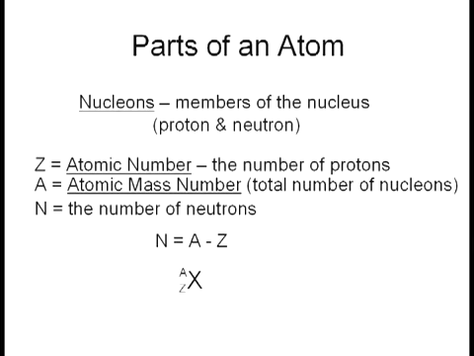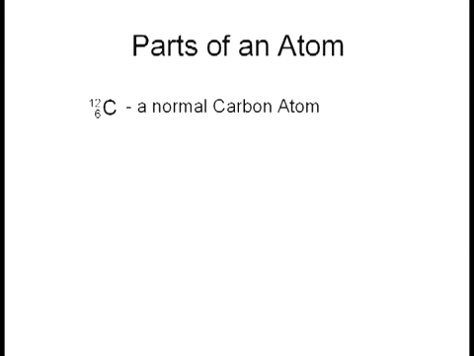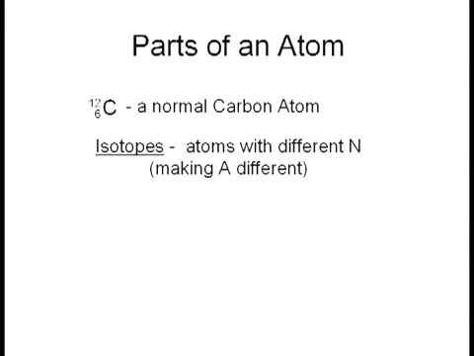This is a template for our atom here. X would be the atom symbol, and then it's A over Z. For a common carbon atom, carbon 12 looks like this. It's 12 over 6. Isotopes are atoms that have a different number of neutrons, a different N. It makes our atomic mass different.